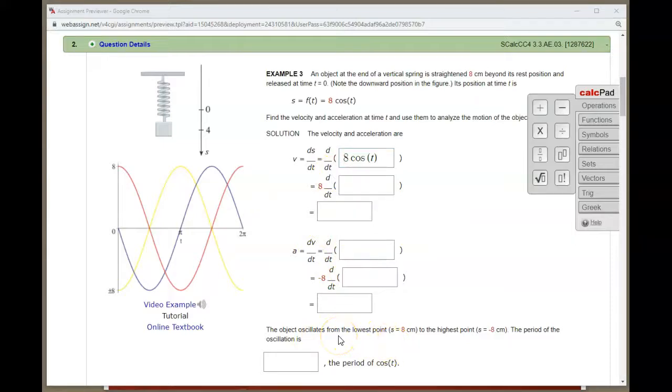The object oscillates. I want to know the period of oscillation, and usually the period for the cosine would be like from the beginning all the way until it comes back up again. I would say that that is 2 pi. And they may be asking something slightly differently there.